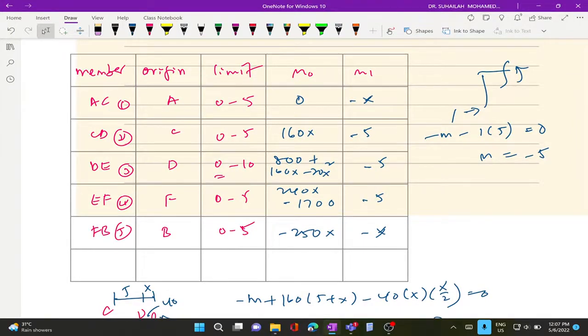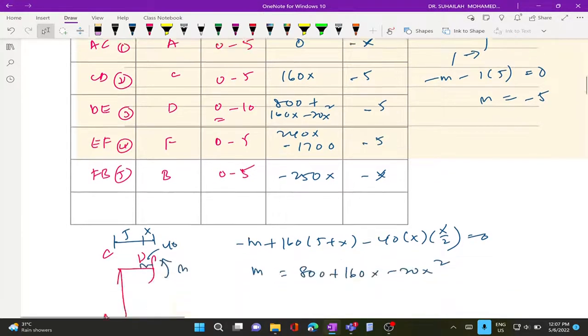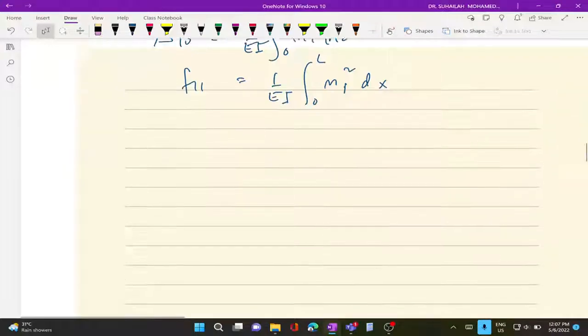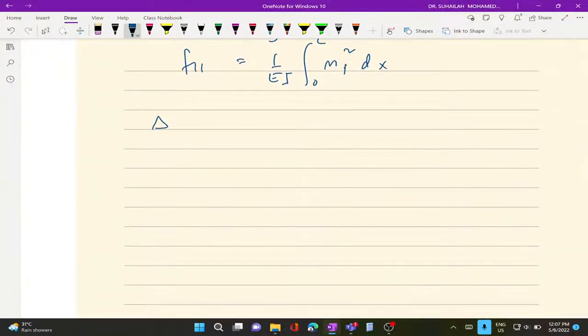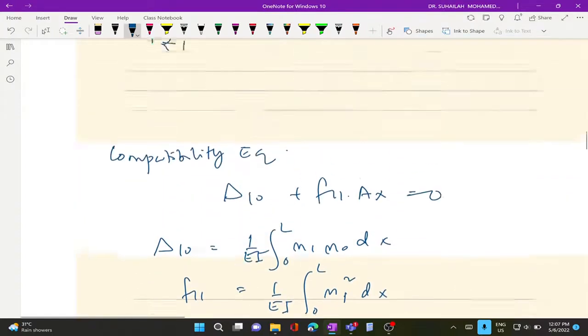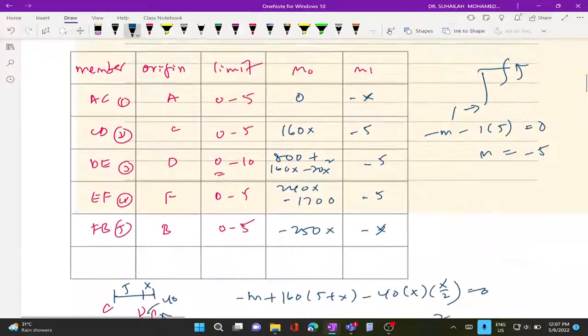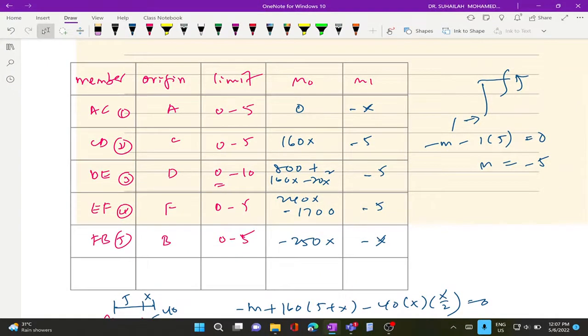Okay, so we can continue to calculate delta 1 naught. We do integration. So what is the answer? It is delta 1 naught equal to negative 10,000 for the second, because for the first value it is 0. Okay, then we integrate.